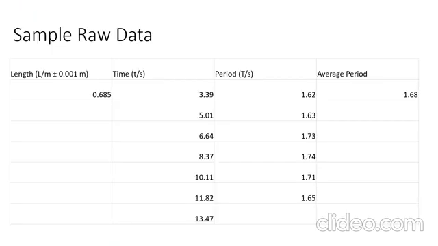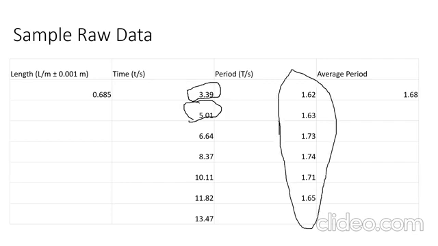Now, the experiment was repeated 3 times, and this is the raw data from one of the trials. The period was calculated as one of the times subtracted by the previous time, and the time here refers to the time of the peak. And the period is the time it takes for one oscillation, and the average period is just taking the average of all of these periods here.